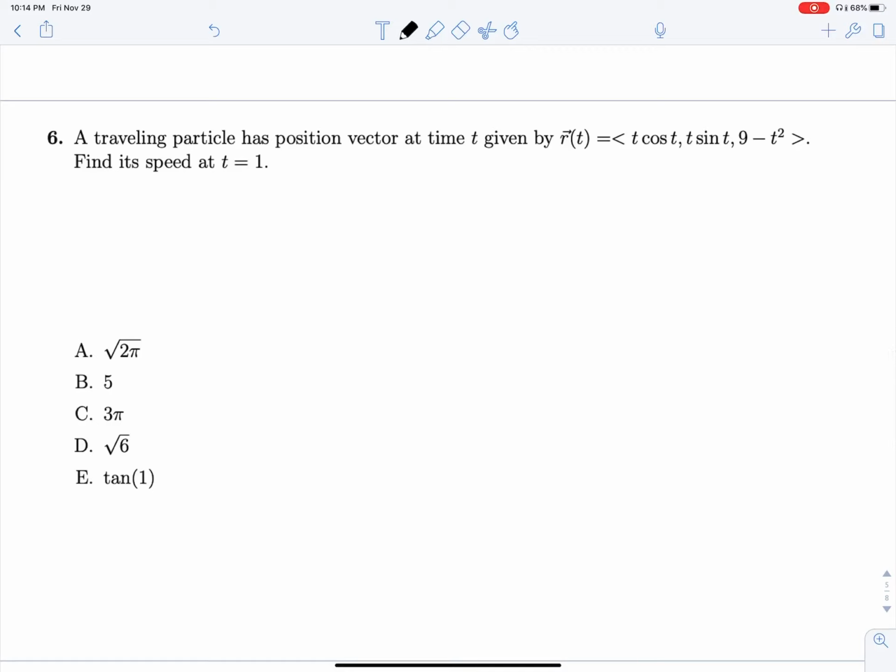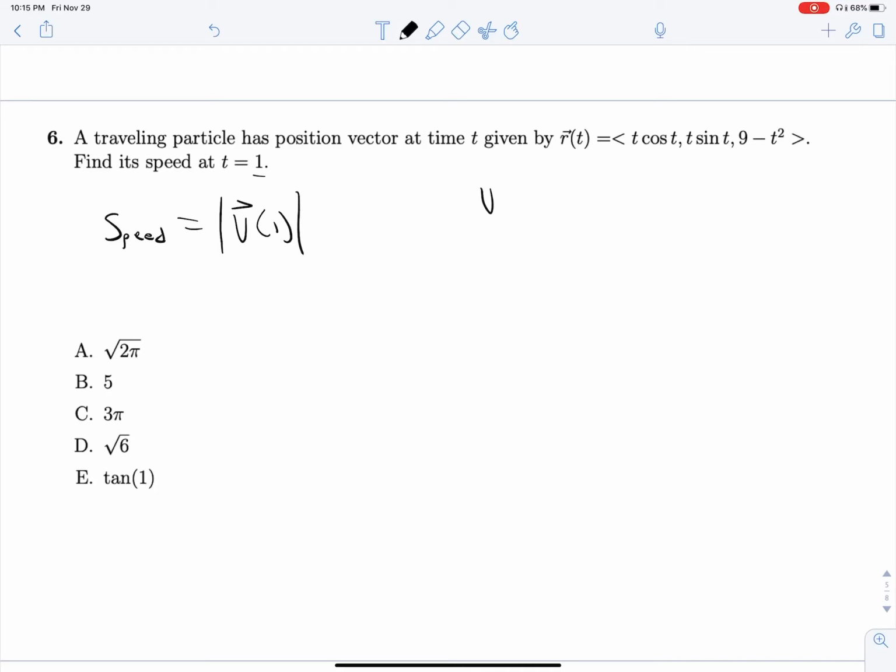A traveling particle has a position vector given by this thing over here, and we're supposed to find its speed at t equals 1. Well, we know that speed, S with a subscript p, is going to be the magnitude of our velocity vector at t equals 1. So in this case, it's the magnitude of v of 1. And we know that we don't have to do any fancy initial value stuff with this. All we have to do is take a derivative.